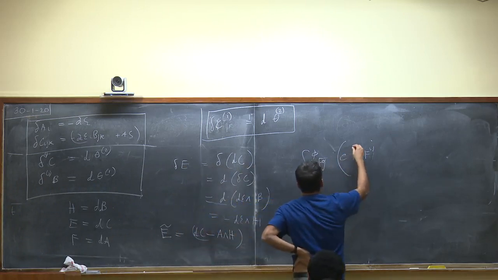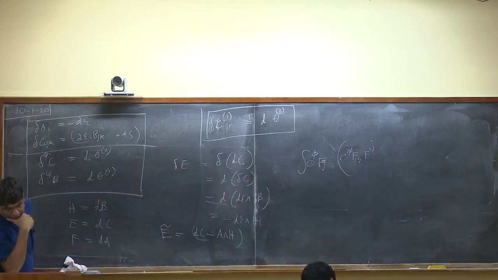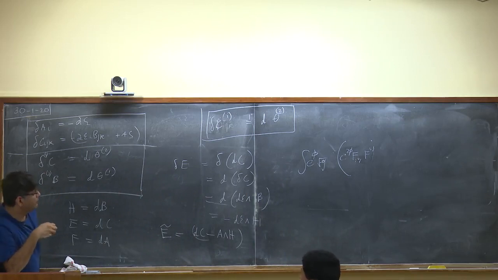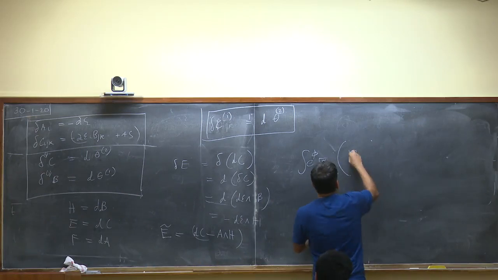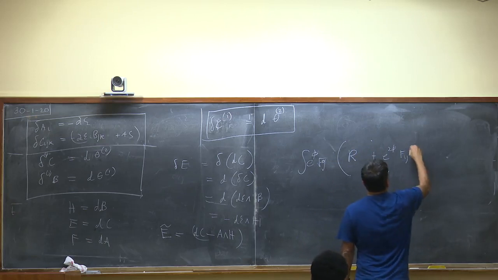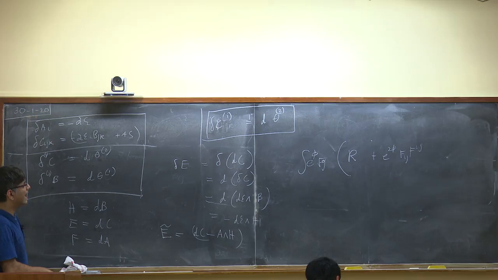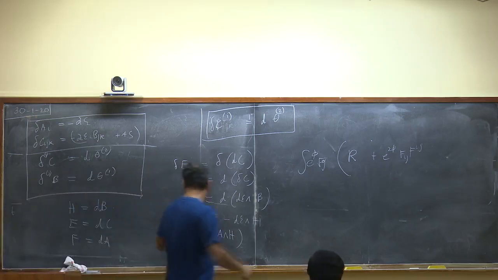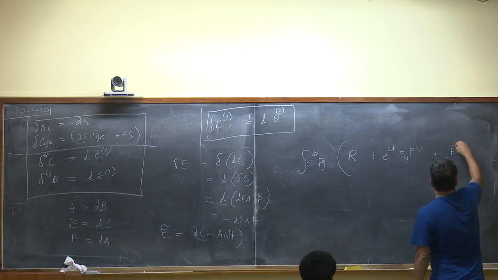I'm going to write this down and we'll justify this completely. An extra e to the power 2 phi. Okay, good. Let's write down this Einstein metric action: square root g R plus e to the power 2 phi F_ij F^ij. Okay. Then there's going to be something like this, plus e tilde squared.